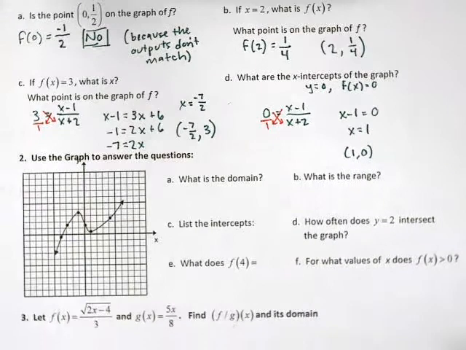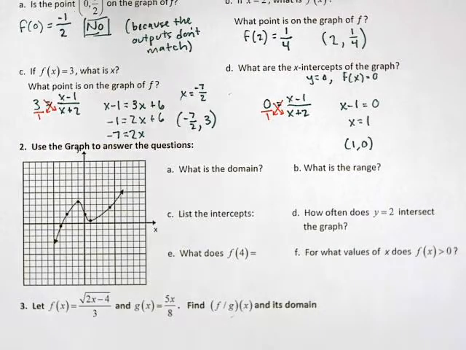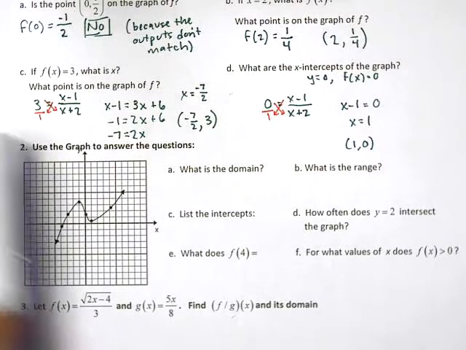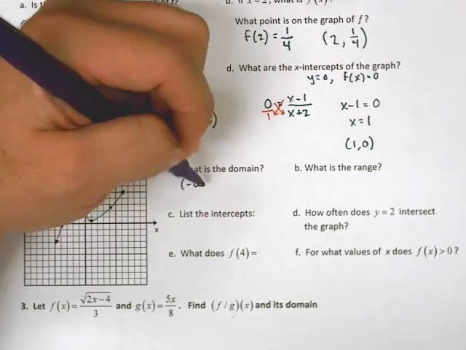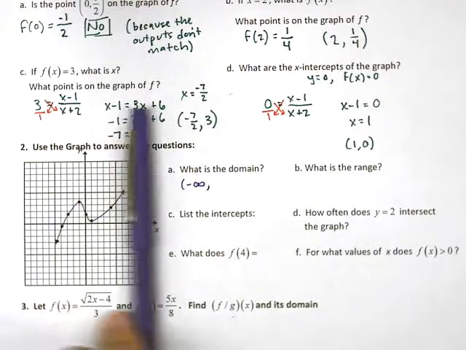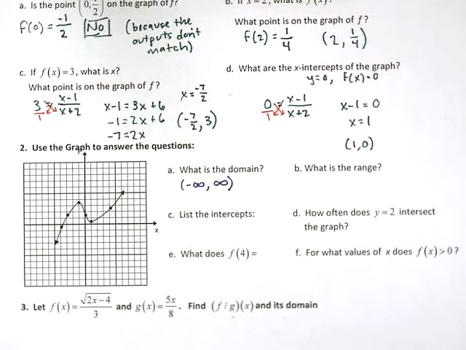Alright, moving right along. Now we are going to graphs. Okay, so use the graph to answer the question. What is the domain? Well, what are we saying here? I'm going left forever, which means I have to start at negative infinity. And there are no holes. I'm going right forever, so this should just be negative infinity to positive infinity.